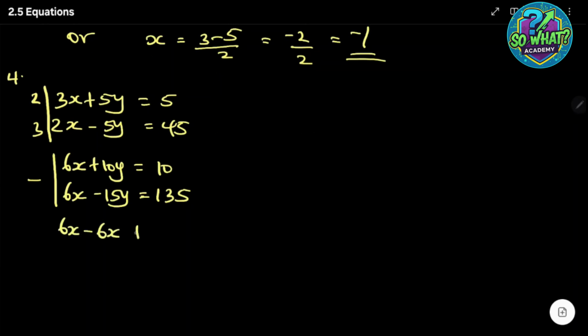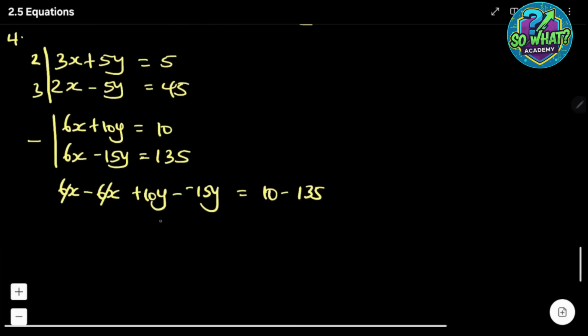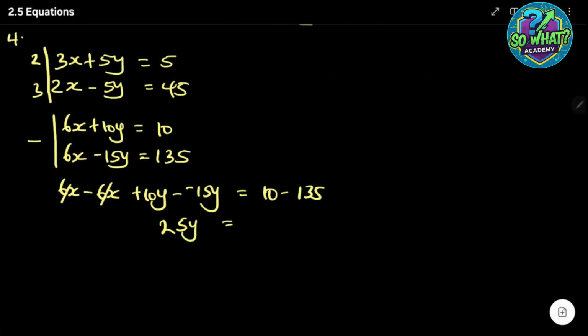Next we go to y, since it is a positive 10y minus negative 15y is equal to 10 minus 135. So 6x and 6x goes, this will become a plus, so it will be 10 plus 15, 25y is equal to 10 minus 135, that's negative 125. So 125 divided by 25, you get your y as negative 5.